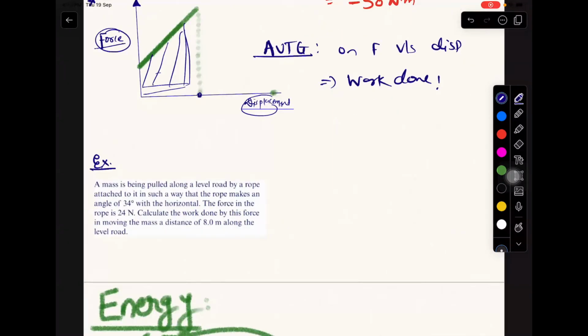You can try this question over here. In this example, we write the work is force into displacement into cos of theta. You can see the force is 24 newton, displacement is 8 meter, and theta is 34 degrees. So you can get this answer and write it in joules.